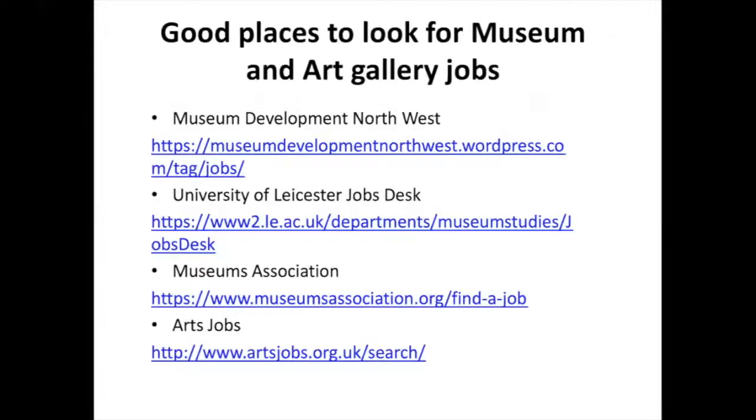That's just got some good places to look for museum and art gallery jobs. These are ones that we've all found quite handy throughout our career, so have a look at those.